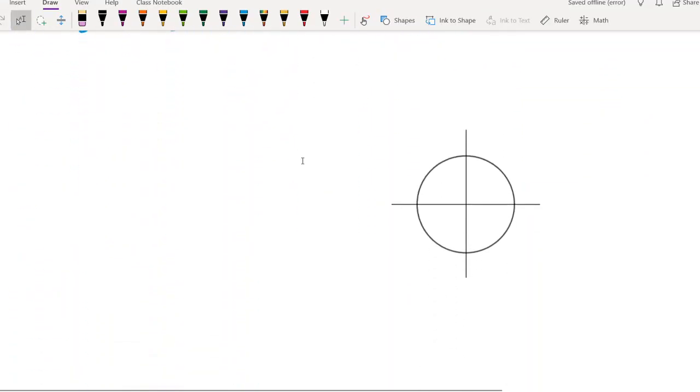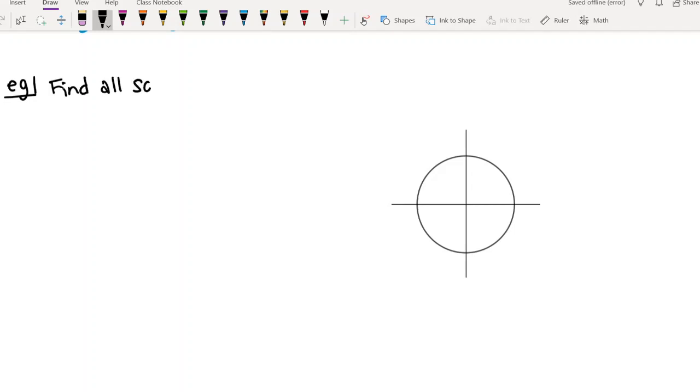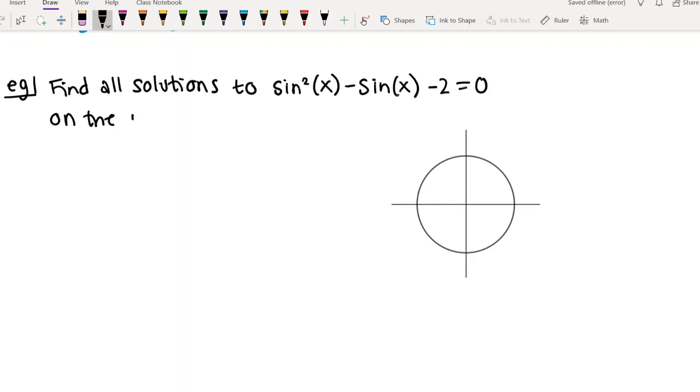Okay, so let's do another example similar to the one that we just did. So again, we're going to have to use factoring. So we're going to find all solutions. And this one's going to bring up something a little bit different that didn't come up in the other one. So sine squared of x minus sine of x minus 2 is equal to 0, and we're finding the solutions on the interval where x is between 0 and 2 pi.